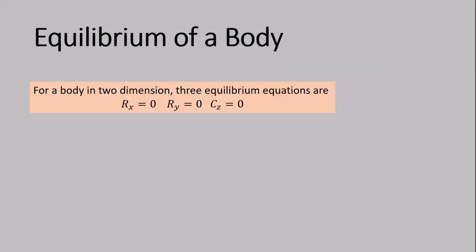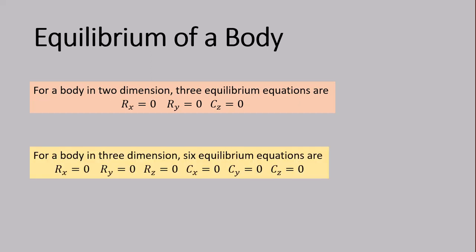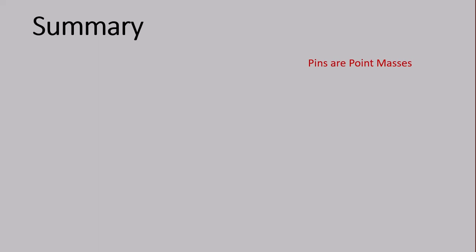For a body of finite size, in two dimensions, we should have Rx equals 0, Ry equals 0, and Cz equals 0. And in three dimensions, there are 6 equilibrium equations: each component of the force, Rx, Ry, Rz, is 0, and each component of the couple, Cx, Cy, Cz, is 0. So altogether 6 equations. Now let's look at the free body diagrams.